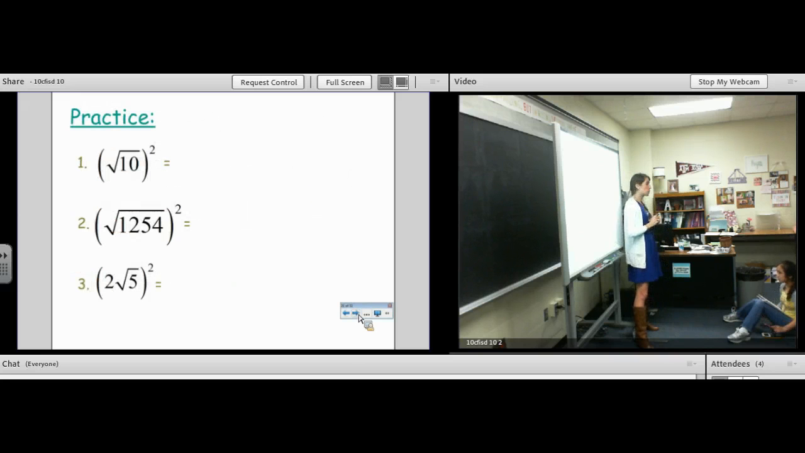Square root of 10 squared. 10. They cancel. They cancel. Square root of 1,254 squared. 1,204.